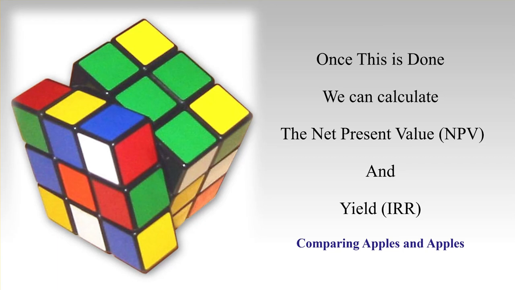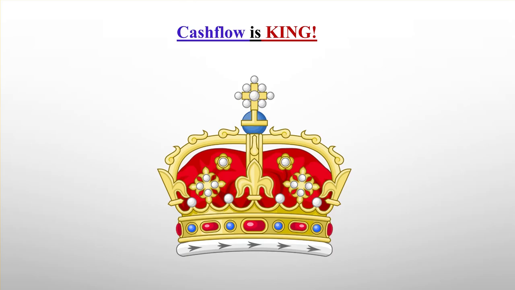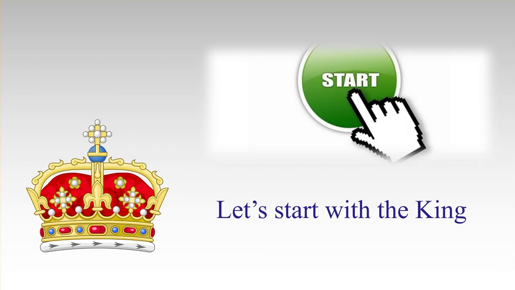Let me inject a footnote here and say that the NPV and the IRR have some limitations. Limitations that we have to overcome, and we've already done this in one of the future segments called the capital accumulation. But for now, we're starting with the basics. And any sound analysis starts with cash flow because cash flow is king. In business, cash flow can make you or break you. So let's start with the king.